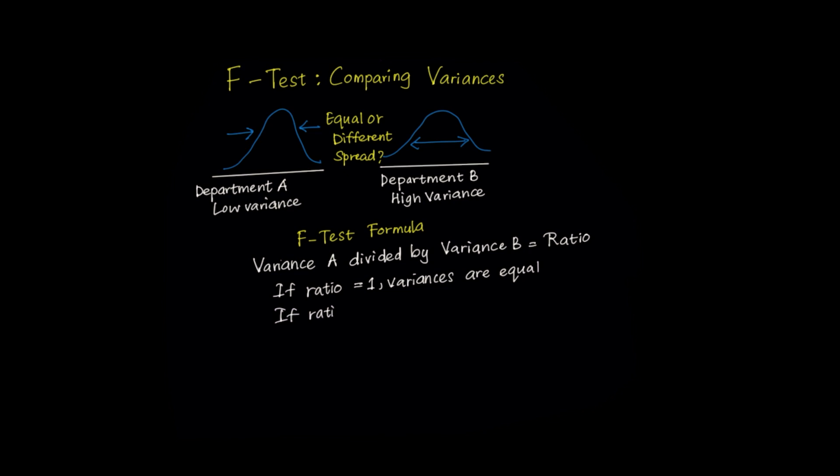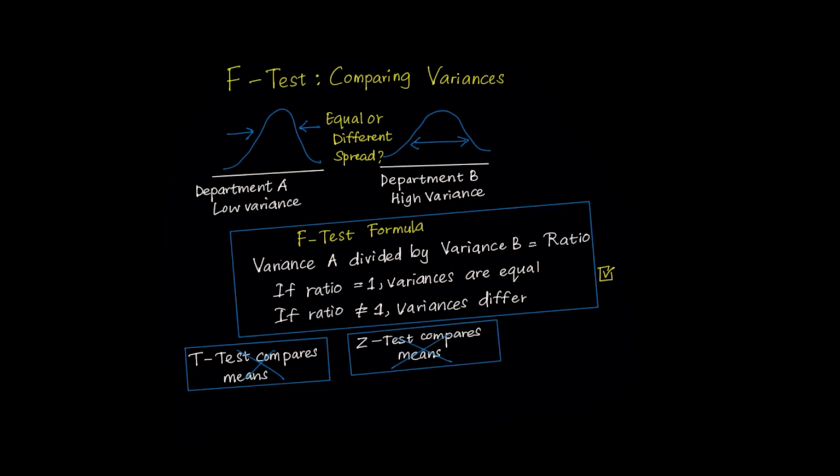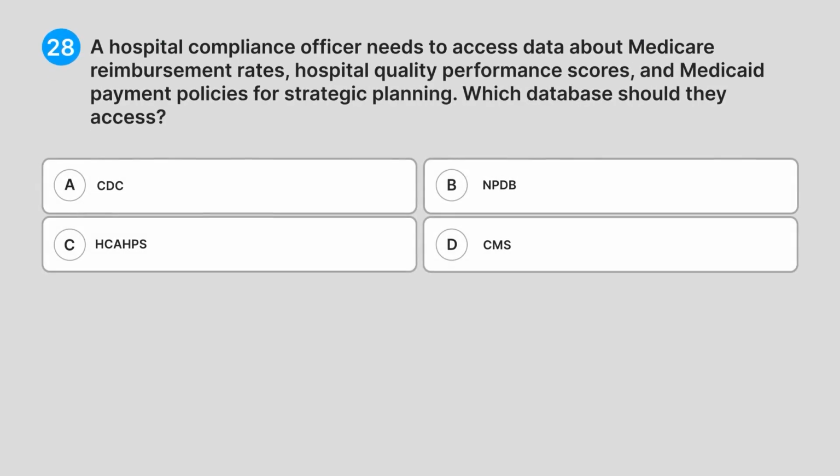indicating unequal variances. This is important because many other statistical tests assume equal variances, so you often use an F-test first to check this assumption. T-tests compare means between groups, asking if average wait times differ, not if the variability differs. Z-tests also compare means for large samples with known variances. ANOVA compares means among three or more groups, again focusing on averages, not variability. The F-test is unique because it specifically examines whether the spread or dispersion of data is similar between groups.